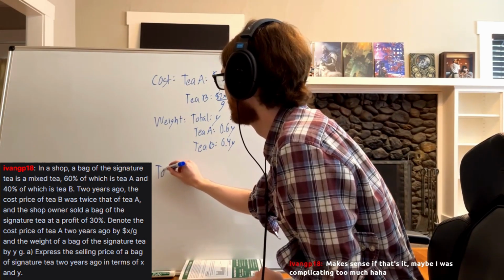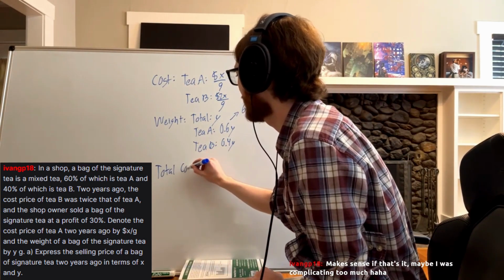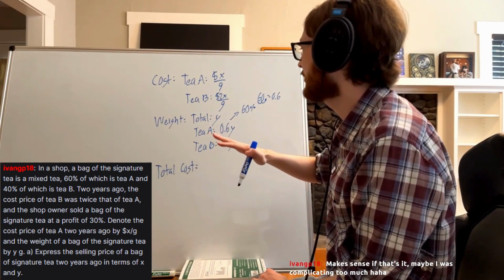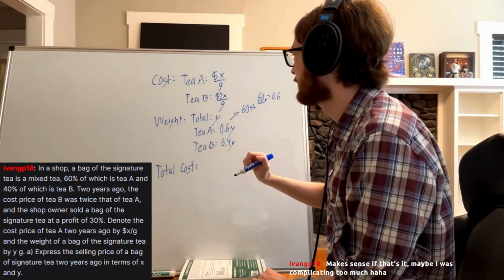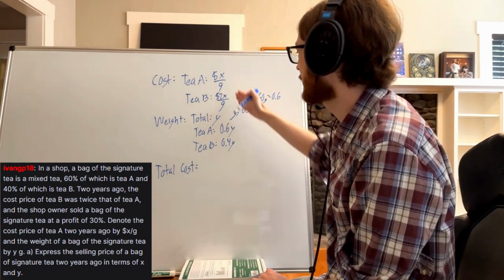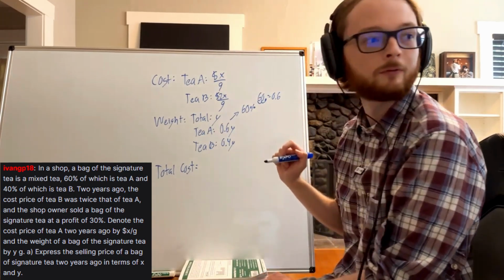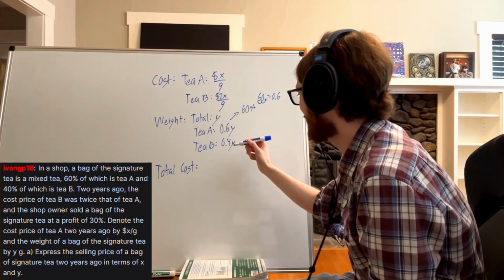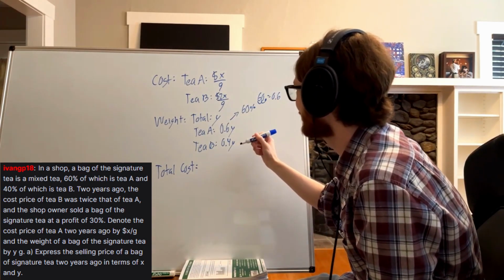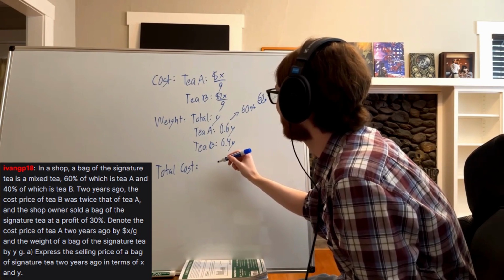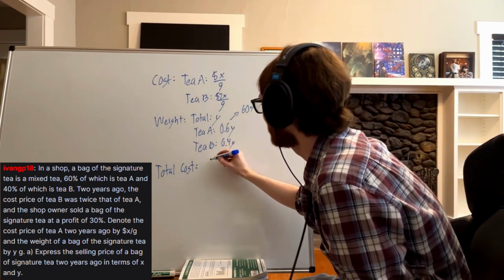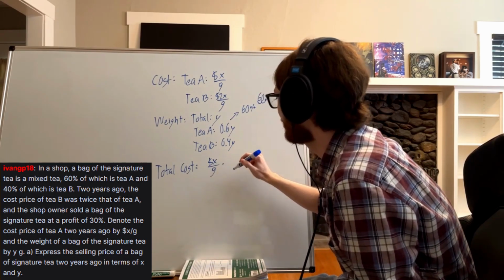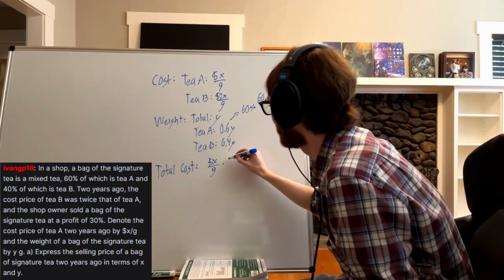So let's look at the total cost now. It's going to be the cost of TA plus the cost of TB. You have to make sure to multiply the cost by the weight because we're given per gram for our cost. It's very, very easy to make this more complicated than it has to be because the phrasing is so complicated. So let's look at TA first. It costs X dollars per gram times the weight of 0.6Y grams.